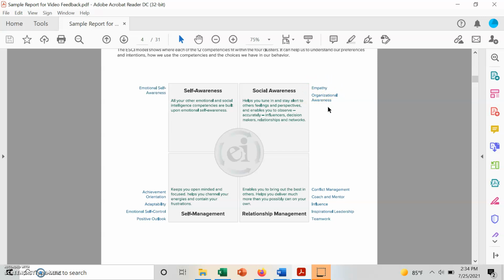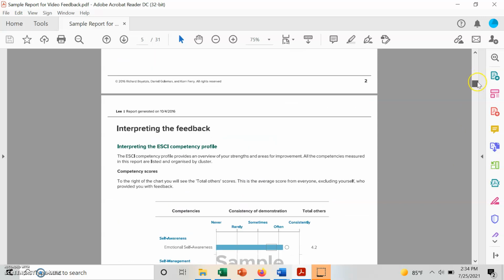At the organizational level, there's an awareness component as well. And then finally, kind of ultimately, relationship management. This is using your personal self-awareness and being able to manage yourself, being aware of what others are feeling, and then using all of that information to develop effective relationships. So that's the ultimate goal.